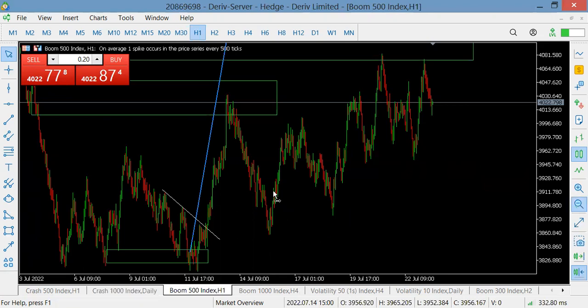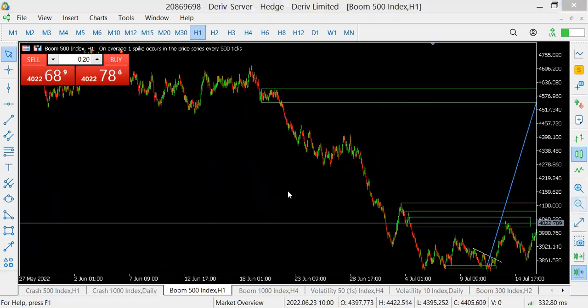Okay. I speculated that I'll be looking at Cash 500 buy into the zone. Sorry, I'm having some glitches on my screen right now.